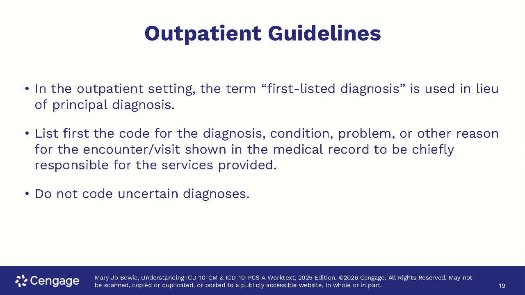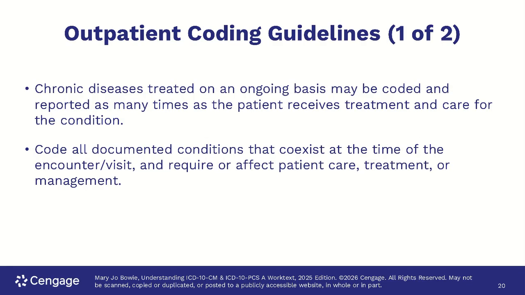All right. Outpatient guidelines. In an outpatient setting, we use the word first listed instead of principal. When we are coding outpatient, I've already mentioned we do not code uncertain diagnoses. And the first listed diagnosis is the condition that is responsible for that encounter. In the outpatient setting, if the patient has chronic conditions, they can be coded and reported as long as they're being treated. And any other secondary diagnoses that are impacting the outpatient encounter should be coded as well.